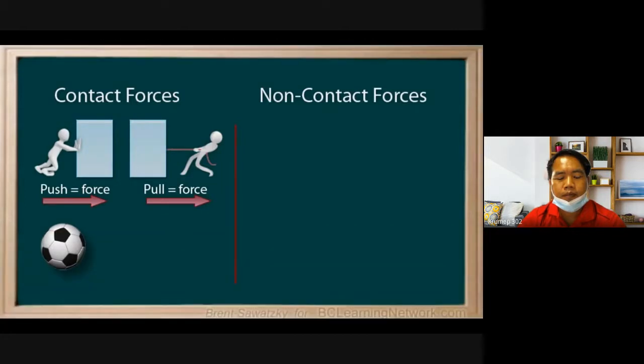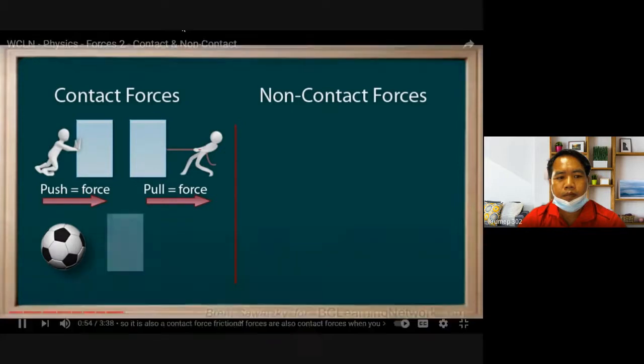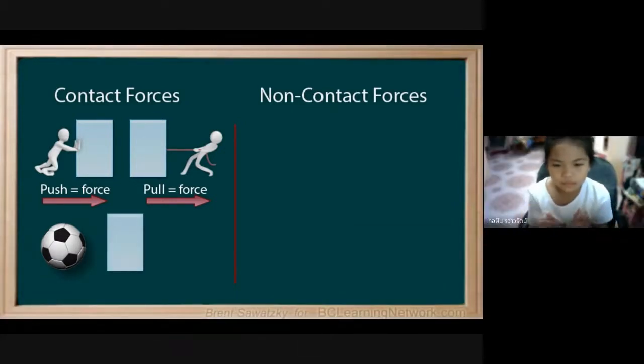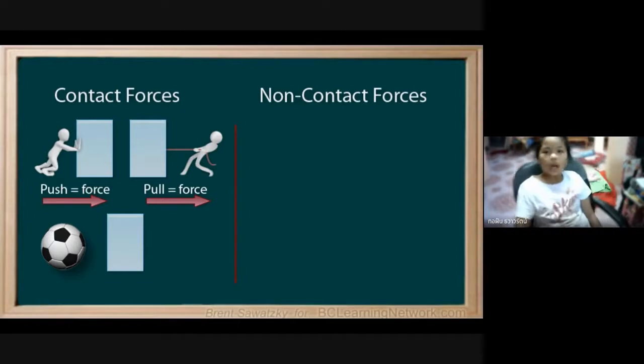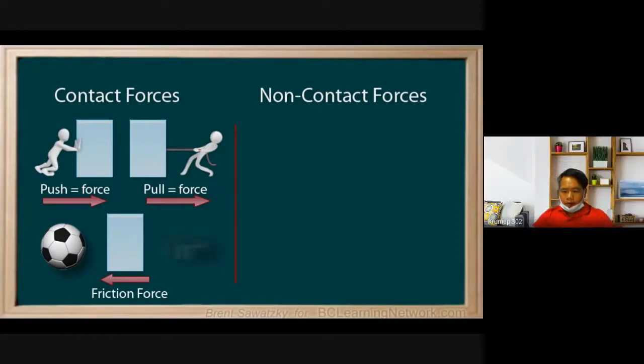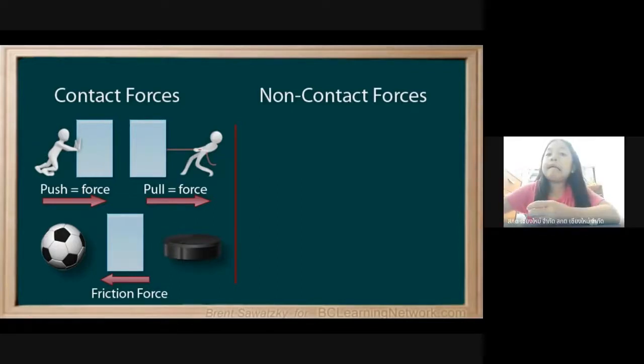Frictional forces are also contact forces. When you drag an object over the floor, the floor applies a friction force on the bottom of the object, where the object contacts the floor. When a puck is sliding along the ice, the ice provides the friction force on the puck. It's a small friction force, but it's definitely a contact force, as the ice contacts the bottom of the puck.